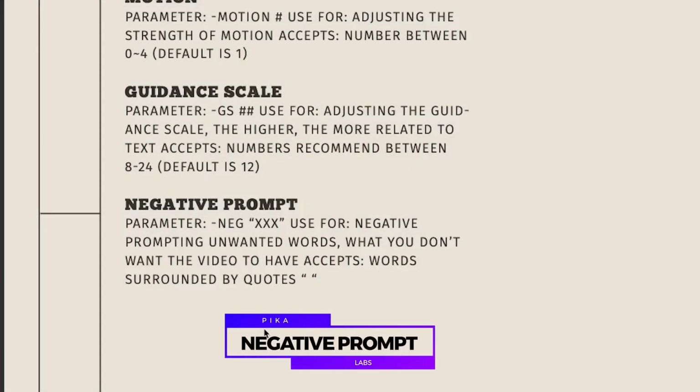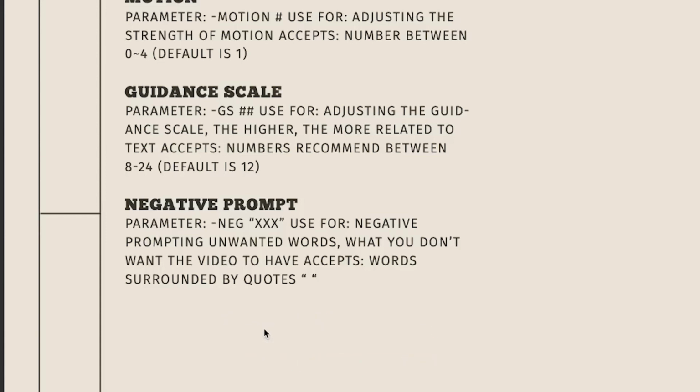Next up is negative prompting, and I think this is actually a pretty big deal in Pika. In order to issue a negative in your prompt, it would be -neg for negative, followed by a quotation mark, all of the tokens you do not want to see, and then closing it out with a quotation mark.